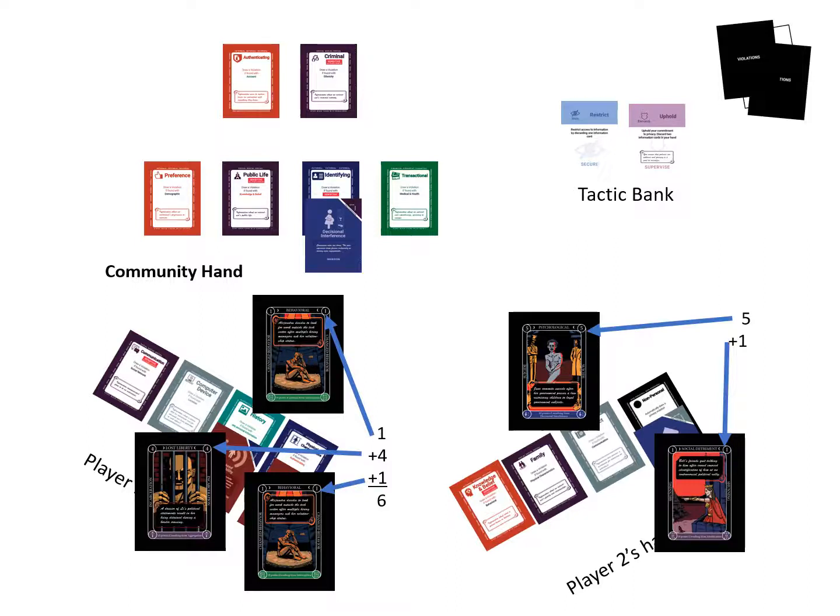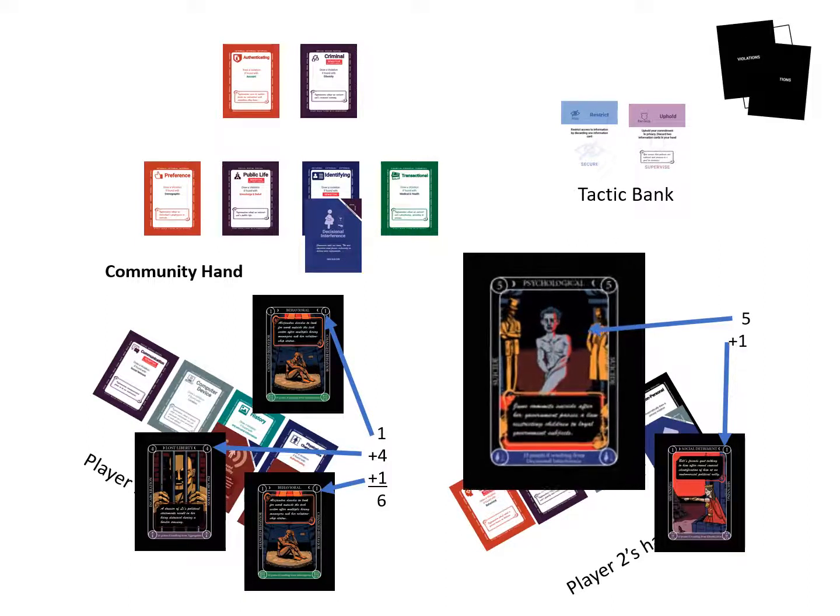But wait, if you notice on the psychological consequence card, it says 10 points if a result of decisional interference. Because this consequence card was a result of the decisional interference violation in the community hand, it's worth 10 points, which now means player 2 has 11 points, making them the loser for this hand, and player 1 the winner.